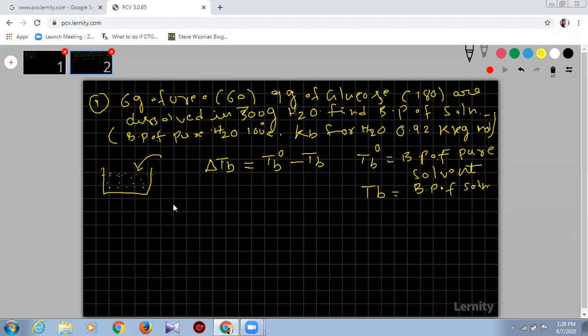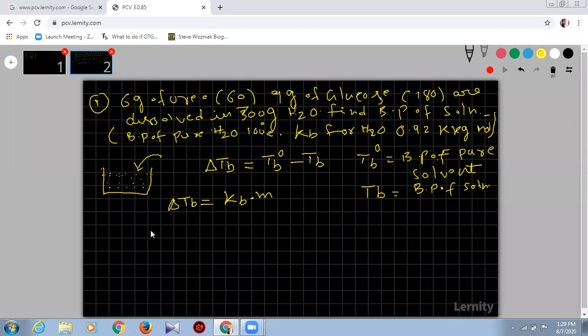So delta TB is equal to, by the direct formula, Kb into molality. What is Kb? Kb is the boiling point elevation constant, also called the molal elevation constant or ebullioscopic constant.